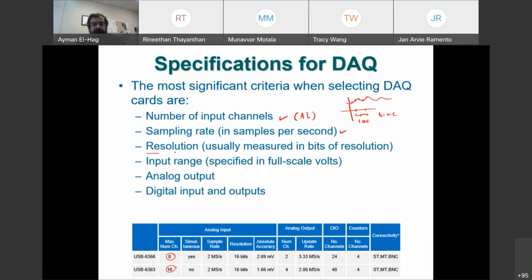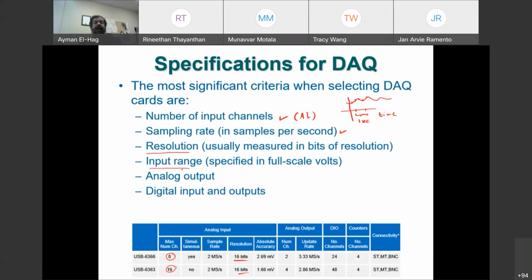Then we'll talk about resolution. Now I will keep this in mind. In resolution, it says here 16-bit, 16-bit. How do we relate the resolution to the number of bits? What is a bit? Keep this in mind. I will come to this later on.